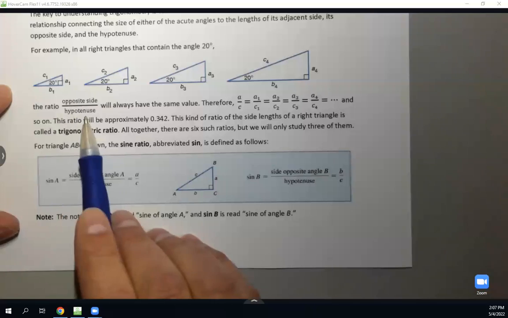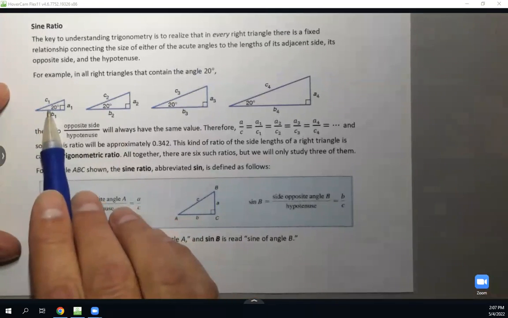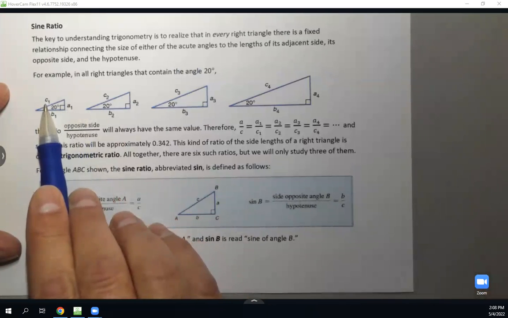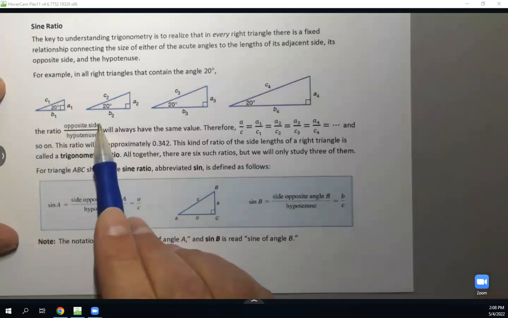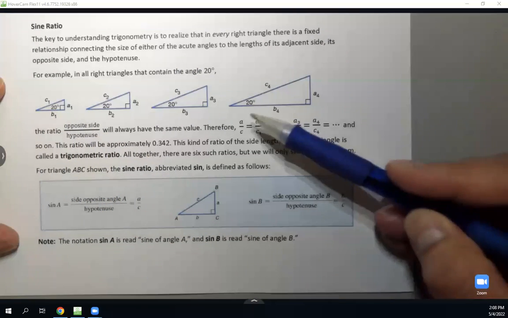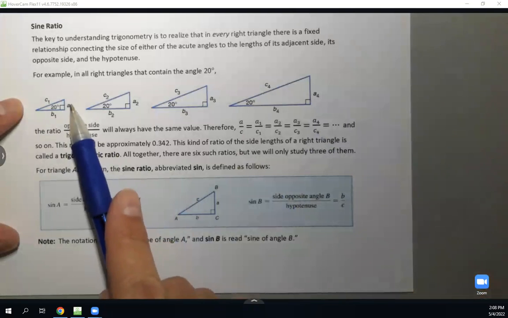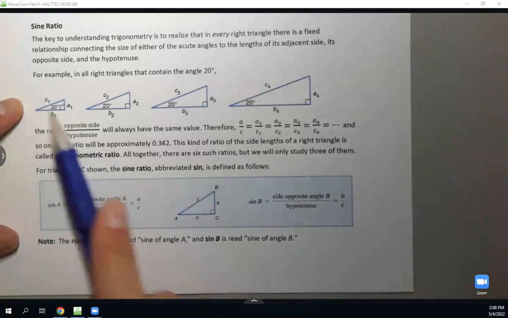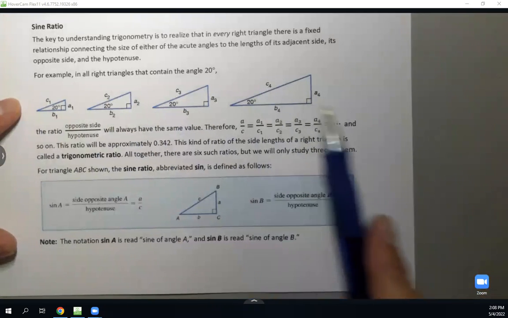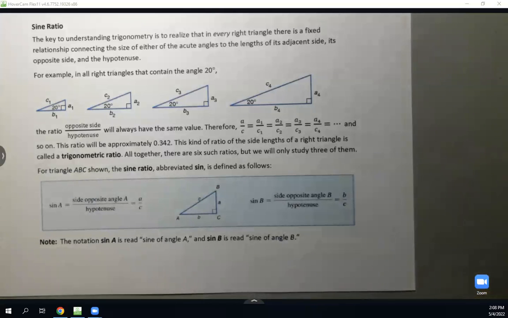Okay, so for example, if the side opposite is A, the side adjacent is B, and the hypotenuse is C, then if I compare the opposite side over the hypotenuse, that would be A over C. So A over C is going to equal A1 over C1, or A2 over C2, or A3 over C3, or A4 over C4. If all of those triangles are similar, then the opposite over hypotenuse ratio will be the same for all of those triangles. Does that make sense?